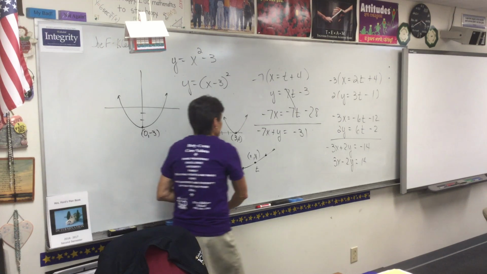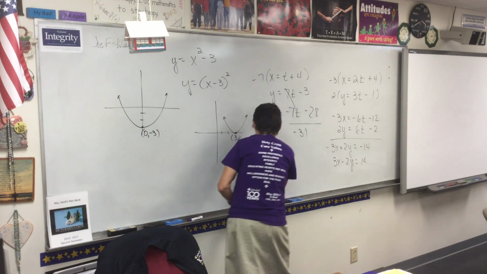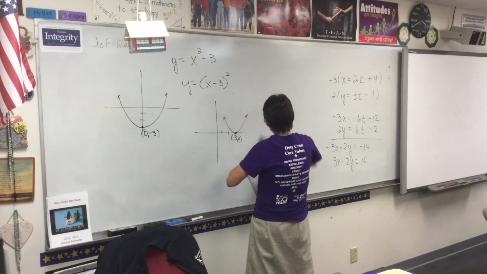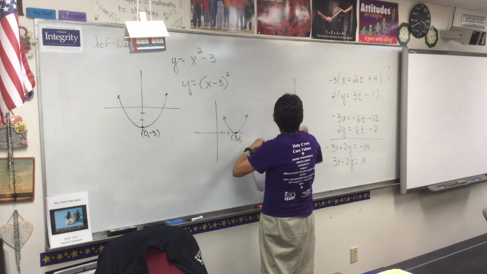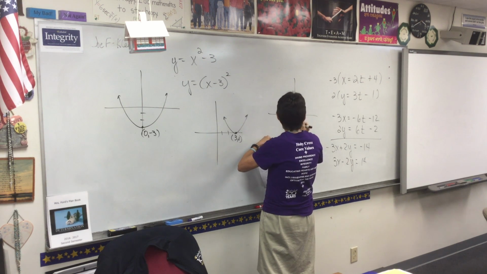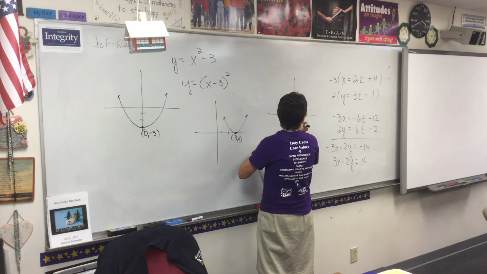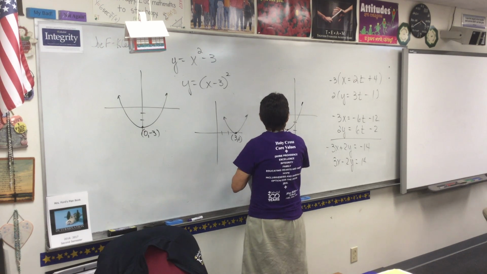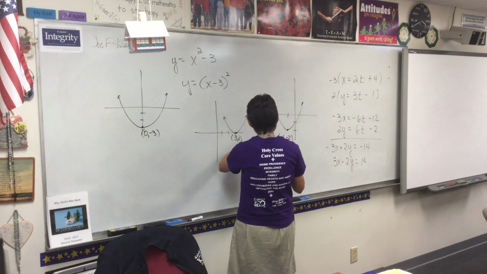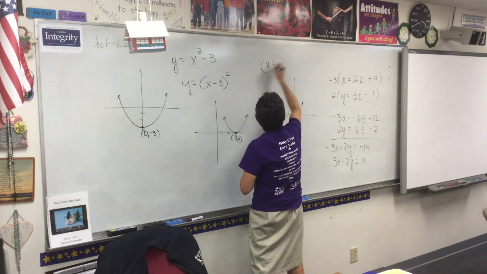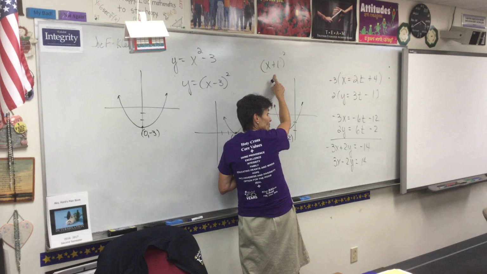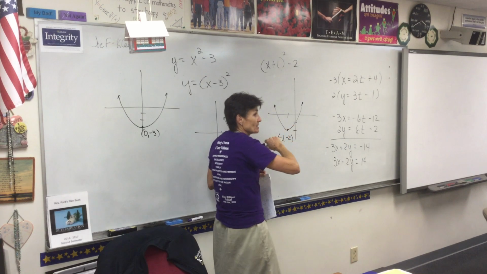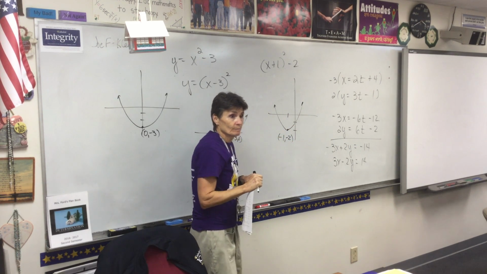And then what happens in C? It's another parabola. But where is C's vertex? Negative 1, negative 2. When you have x plus 1, that takes you 1 unit to the left, and then minus 2 takes you down 2.